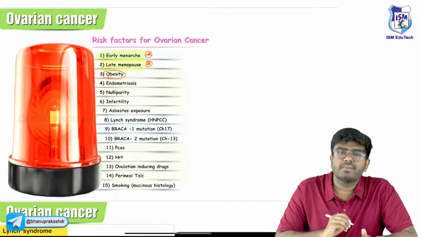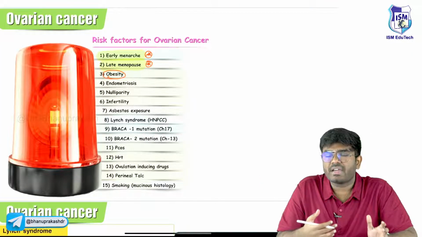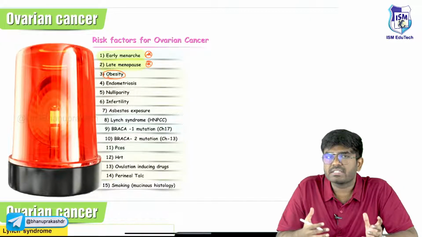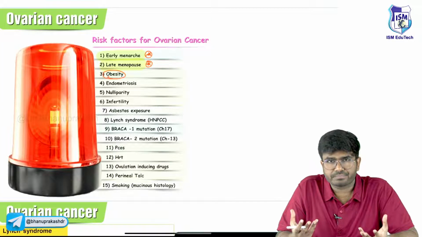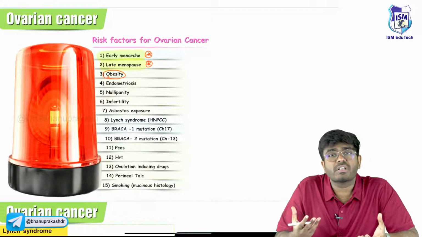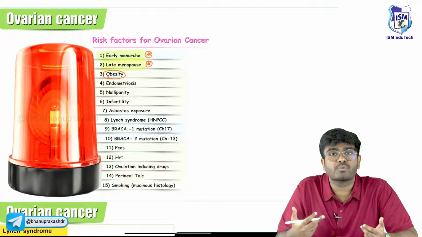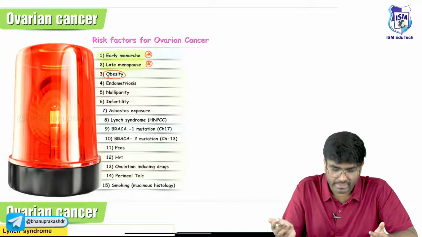Obesity. Why obesity? Simple. Obesity means she has a lot of adipose tissue, so peripheral aromatization is happening. That will lead to the production of more estrogens. Estrogens are one of the risk factors. Hyperestrogenism, super high levels of estrogens, can lead to ovarian cancers.